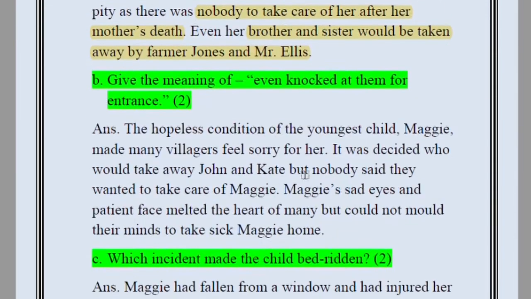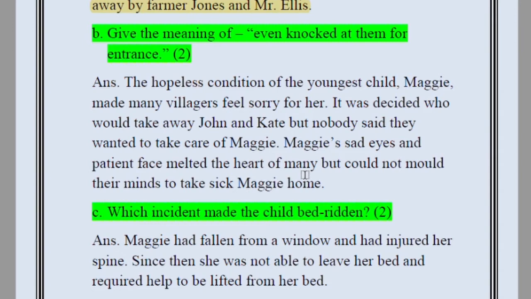Give the meaning of even knocked at them for entrance. What is the meaning of this line? The hopeless condition of the youngest child, Maggie, made many villagers feel sorry for her. These villagers started feeling sorry for her: who will take care of this child? What would happen to her? Everybody will leave soon from this place. Then who will take care of her? Who will feed her? They were feeling sorry for her. It was decided who would take away John and Kate, but nobody said that they wanted to take care of Maggie.